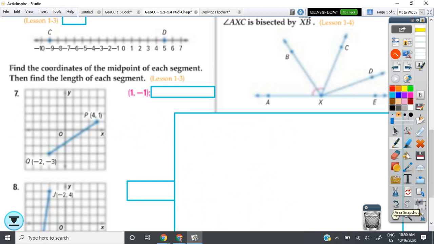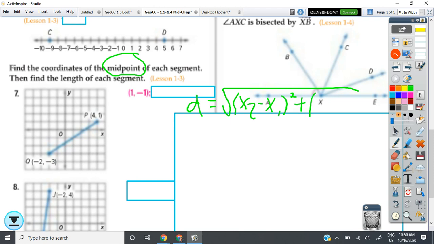Okay, now it asks for two parts here. Find the midpoint, and if you only do that, that's half credit again. We also have to find distance. Distance is the square root of x2 minus x1 squared plus, in the middle, y2 minus y1 squared, and don't forget your squares.